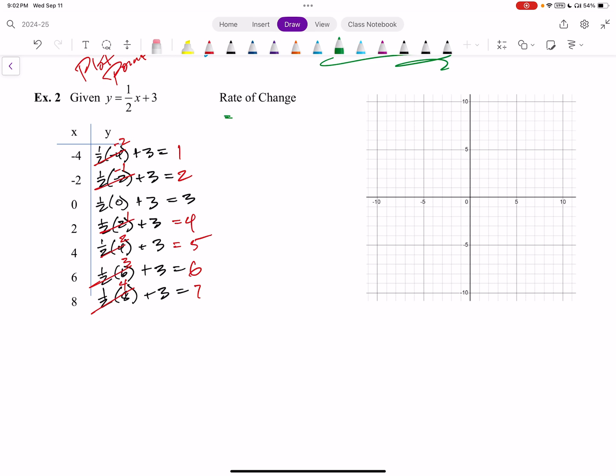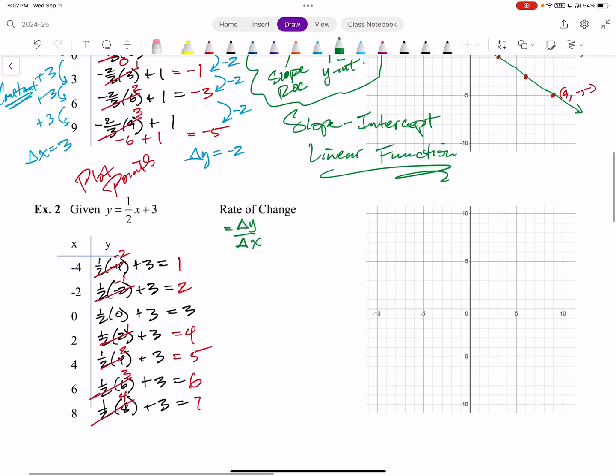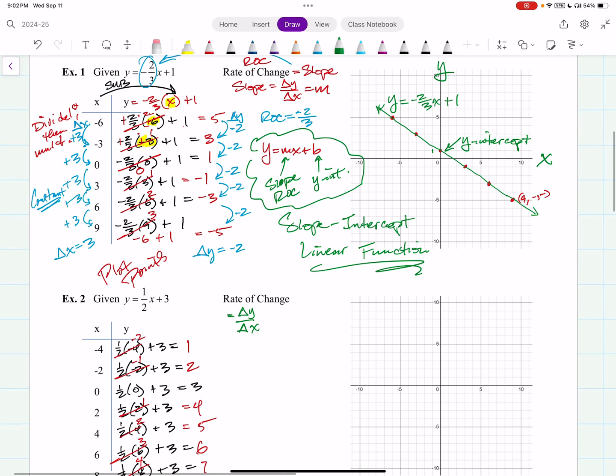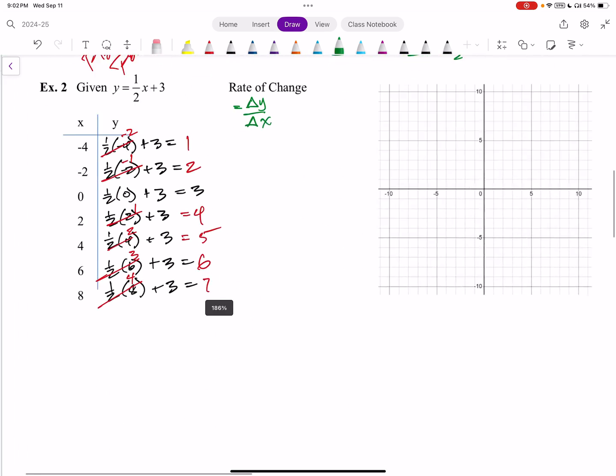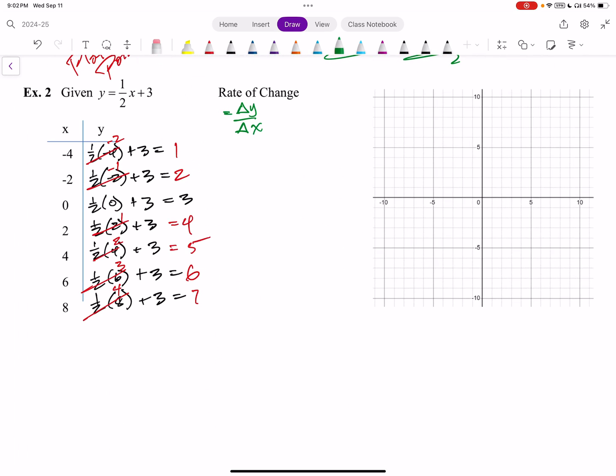Let's take a look at the rate of change. Again, the rate of change is equal to delta y divided by delta x, just like the first one. It's always delta y divided by delta x. Always, guys. Now delta x, what is that? From -4 to -2 is a +2 because we're moving right on the number line. Then +2, and then +2. 2 to 4 is a +2. 4 to 6 is a +2. So hopefully it's obvious that delta x is 2.